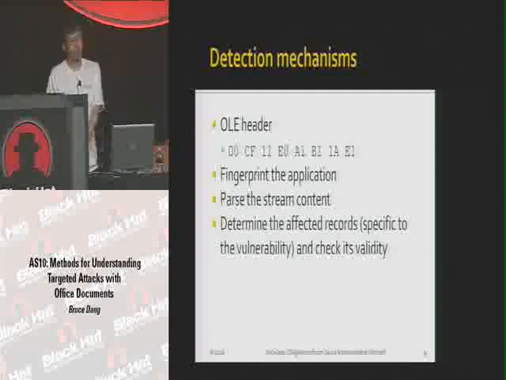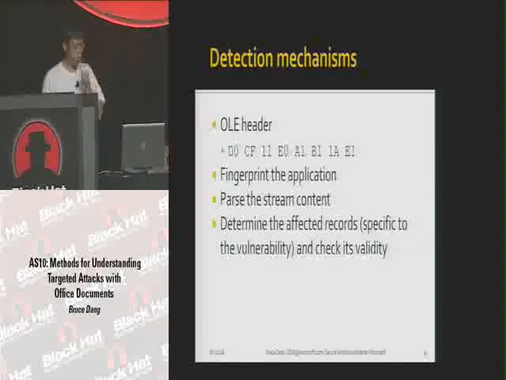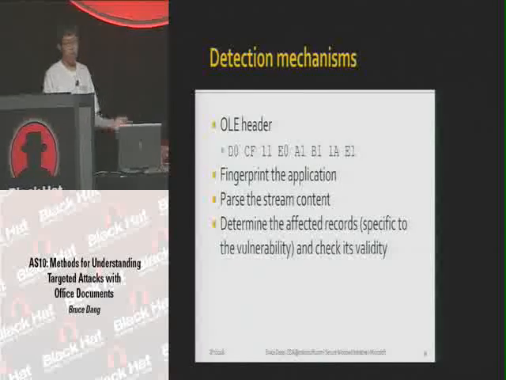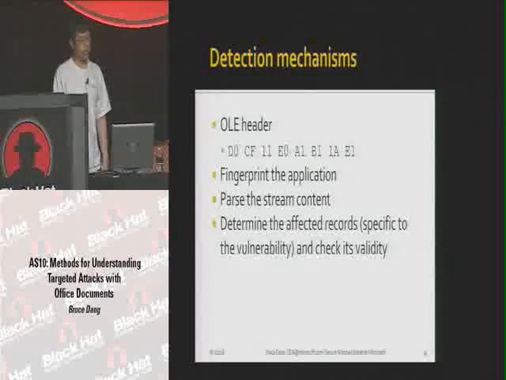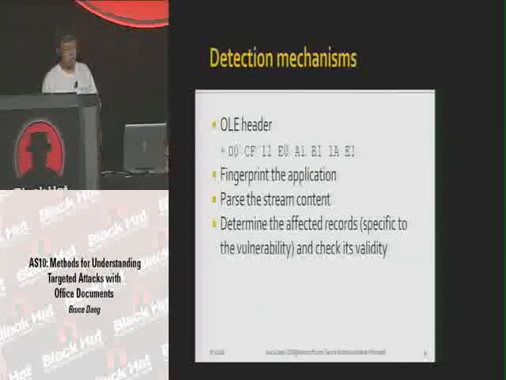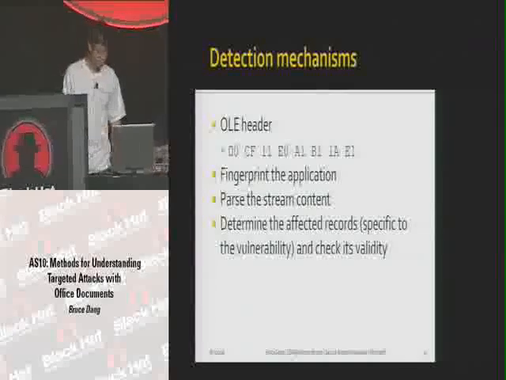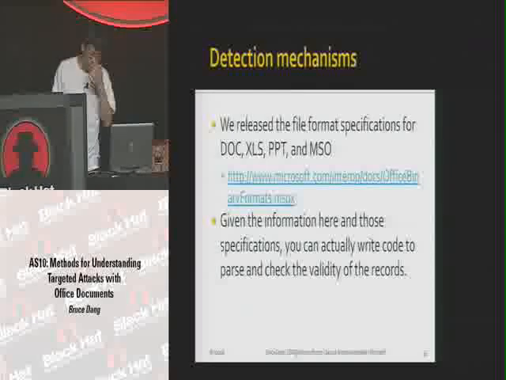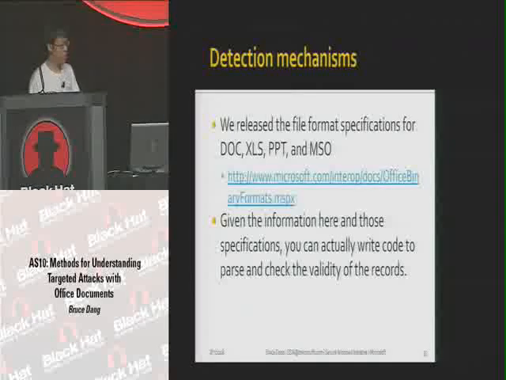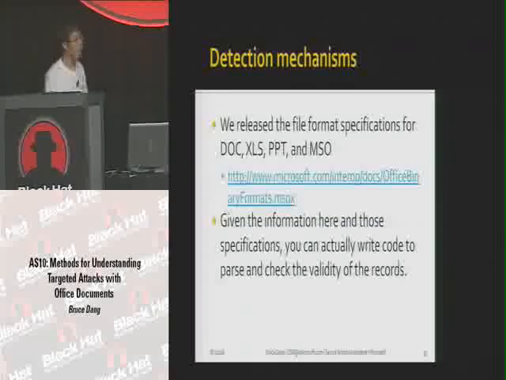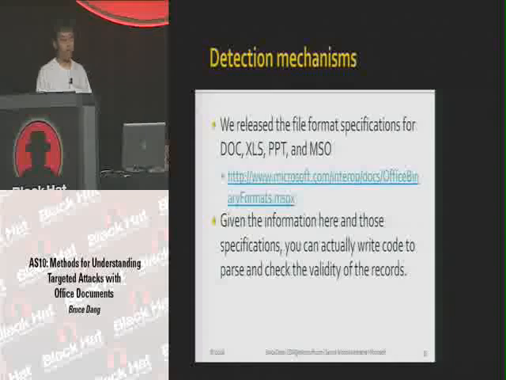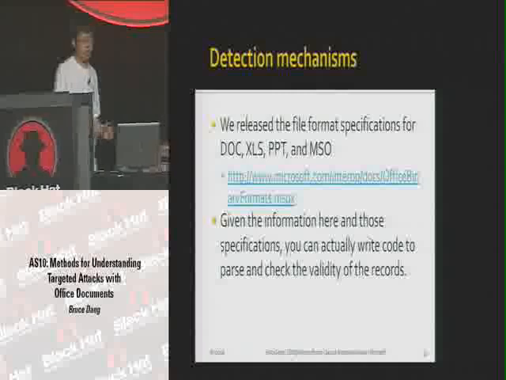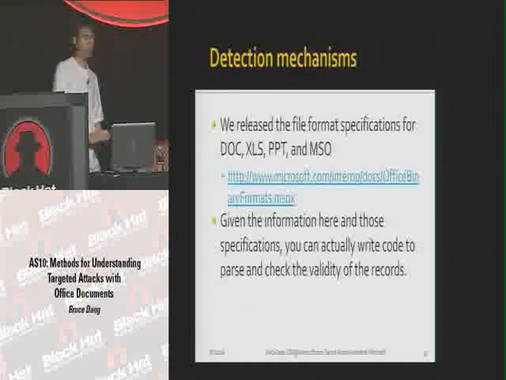And then you parse the stream content. You just call read on it and read the entire content into a buffer. Then you can parse all the records accordingly, just like I showed earlier, and that's pretty much all there is to it. With all the information I've provided here, accompanied by the Office file format specification that we released to the public, you should have more than enough information to write your own Office record parser, and maybe even check the validity of each of the records.